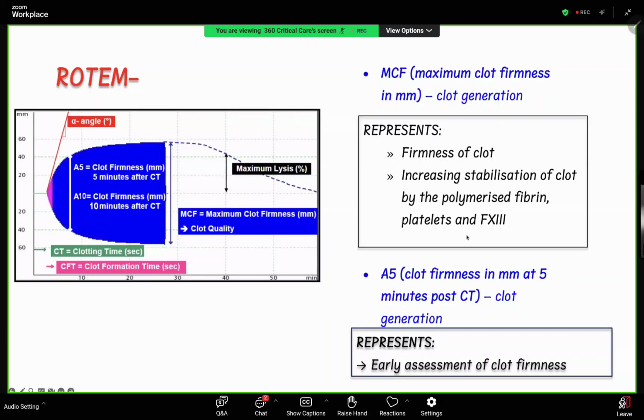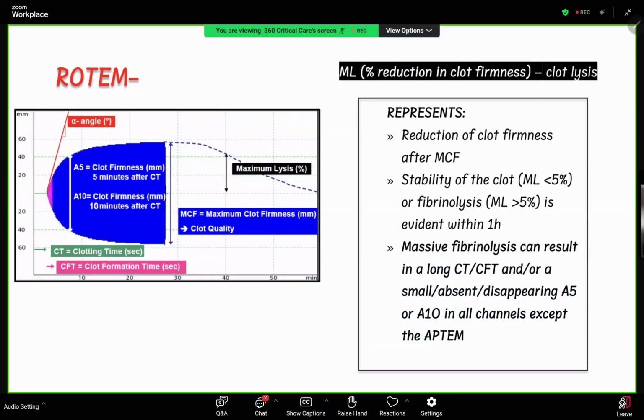Okay. Now, important thing to look for is the A5. It represents the clot firmness at 5 minutes post clotting. So if you start clotting here, 5 minutes post clotting, what is the clot firmness? What is the height? All right. So that represents the A5. This is an important number. So A5 we look at 15. A5 represents the clot initiation or initial firmness of the clot. Okay. I'll go into detail in a subsequent slide. Then you look for maximum lysis.